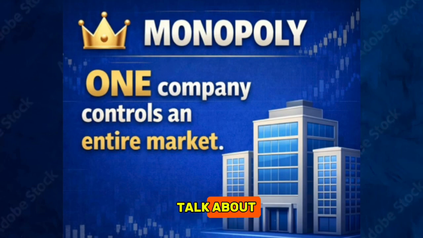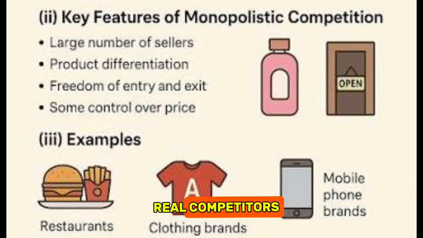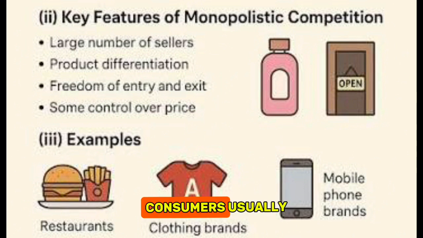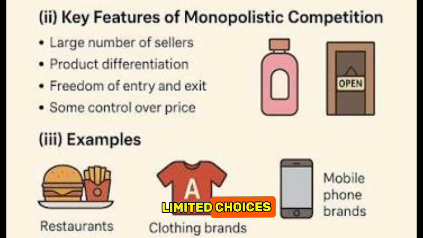First, let's talk about the monopoly. A monopoly happens when one company controls the whole market for a product or service. Because there are no real competitors, this company has strong power. It can decide prices, control supply, and influence customers. Consumers usually have very limited choices.